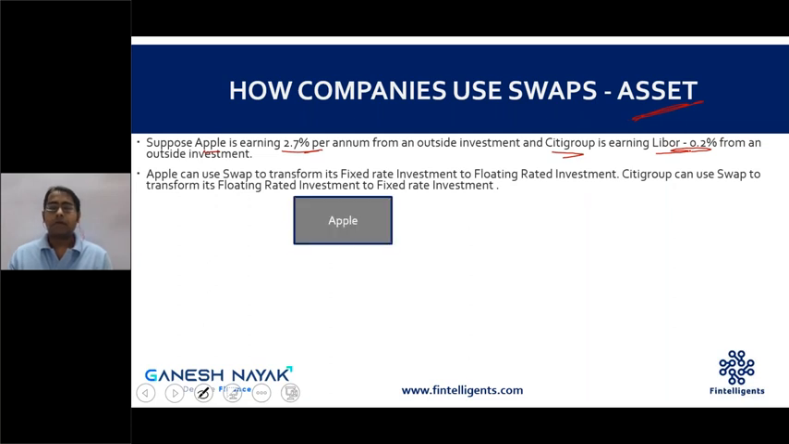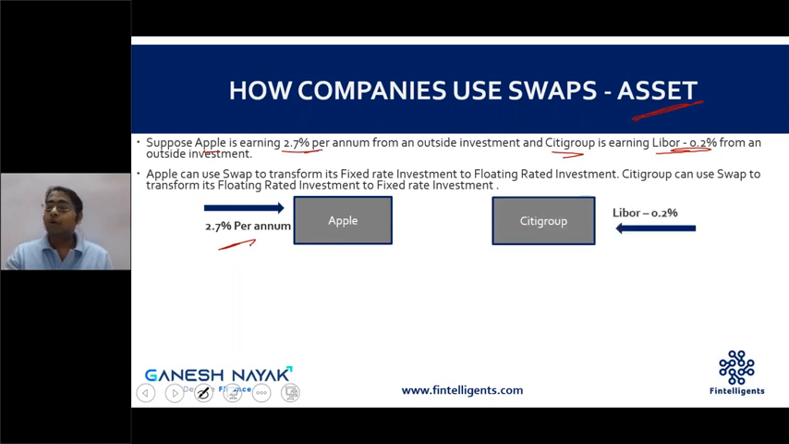We have Apple, which is going to receive. So you can see the arrow coming inward. That means Apple is going to receive 2.7%. And similarly, Citigroup is going to receive LIBOR minus 0.2%. Suppose they decide to enter into a swap, the same example of swap.